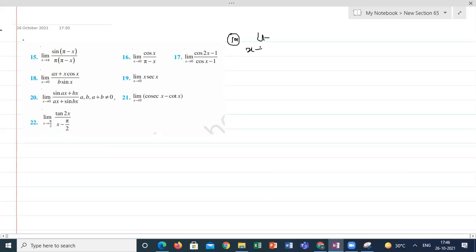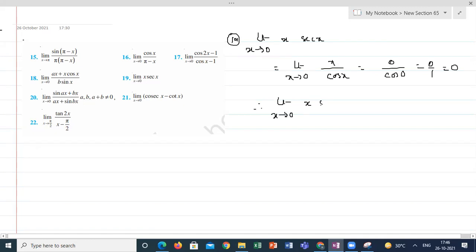Limit x tends to 0, x secant x. If I substitute directly, x by cos x, substituting 0 by cos 0, that is 0 by 1, the answer is 0. So the final answer is limit x tends to 0, x secant x is 0. This is the answer. Anyone having any doubt in this question? 0 by 1 is not an indeterminate form, it's a determinate form only.